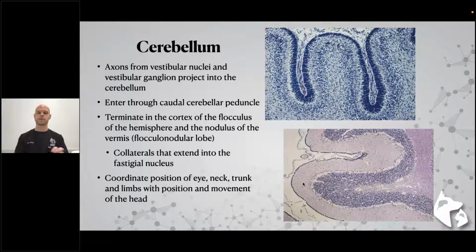This is a very intricate and very well connected system. It helps coordinate positions of the eye, neck, trunk, and limbs with the position and movement of the head. That's why there's all of this involvement. All of those types of movements are being routed through the cerebellum, which is why all of this can be coordinated there.